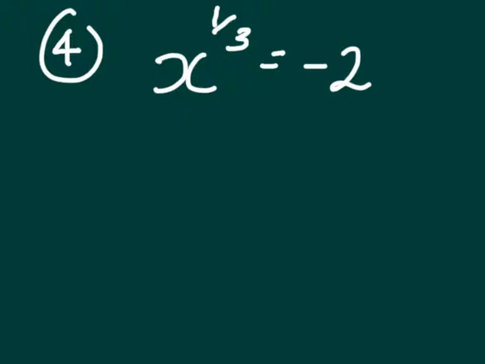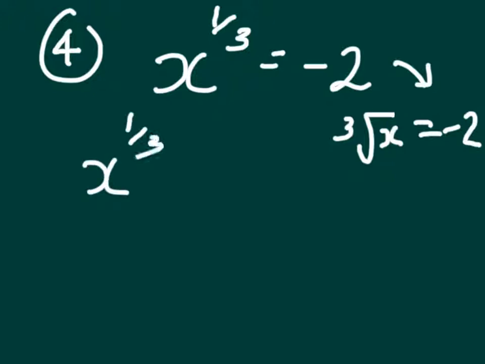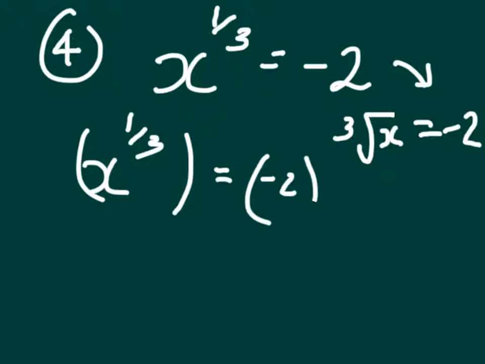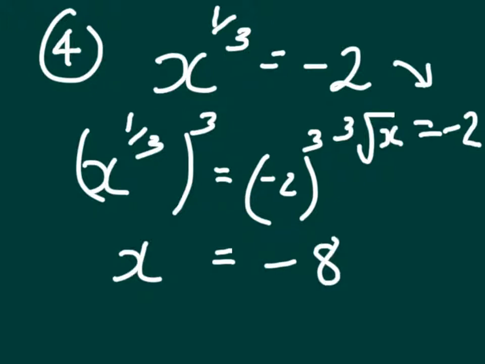Now let's take a look at x raised to the power of a third is equal to -2. This means the cube root of x is equal to a negative number. Is this possible? Yes, the cube root of a negative number is equal to a negative number. So we can continue trying to solve this equation. We can raise both sides to the power of 3, and that leaves us with x is equal to negative 8. And the cube root of negative 8 is most definitely equal to negative 2.